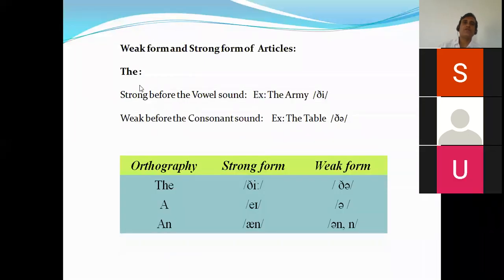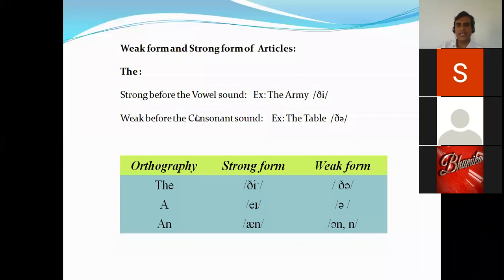Then, weak forms and strong forms of articles. Most probably when we speak a sentence, the articles and auxiliary verbs, if they come in initial position, are strong. Let's begin with the. When I pronounce the before a vowel sound, I have to pronounce it as the army, the army.